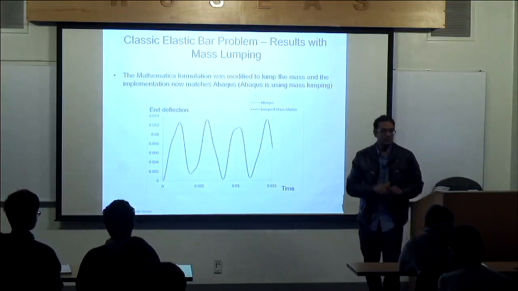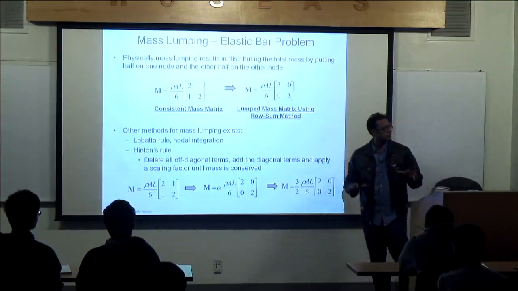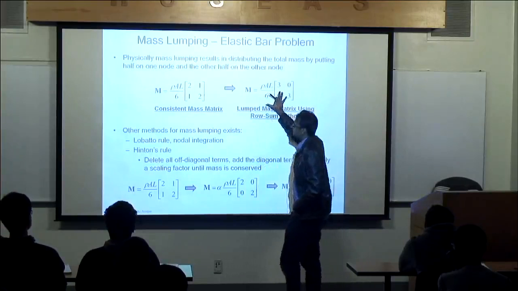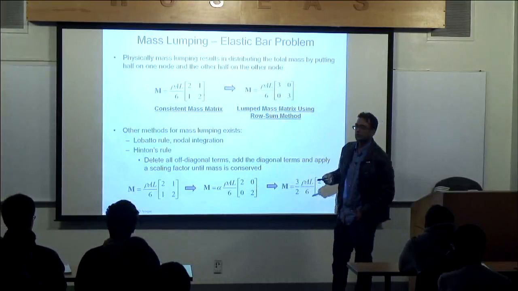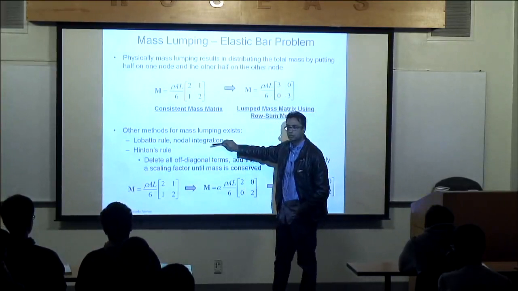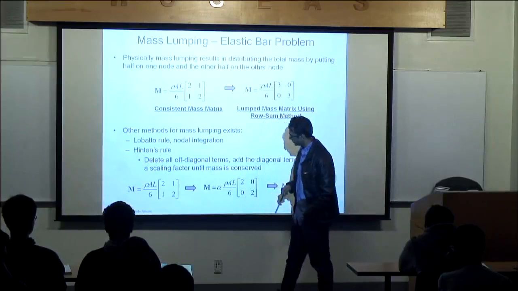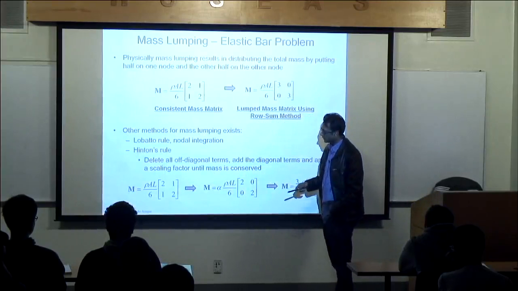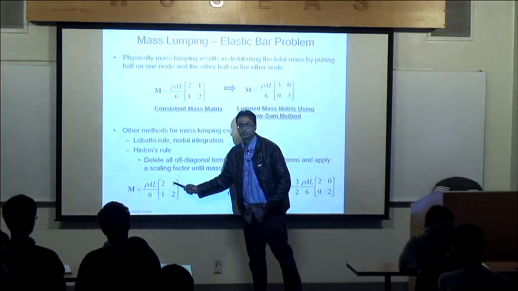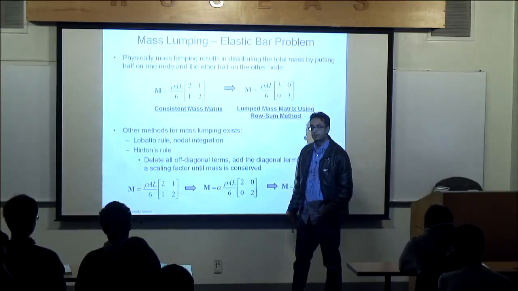Okay. So then other ways to lump it, that's one method. Another method is called the Lobato rule, nodal integration. I will not cover this here. There's another rule called Hinton's rule. That rule is easy. That rule is basically delete all the off-diagonal terms. Just delete them. Don't worry about them. Make a 0, 0. Okay.